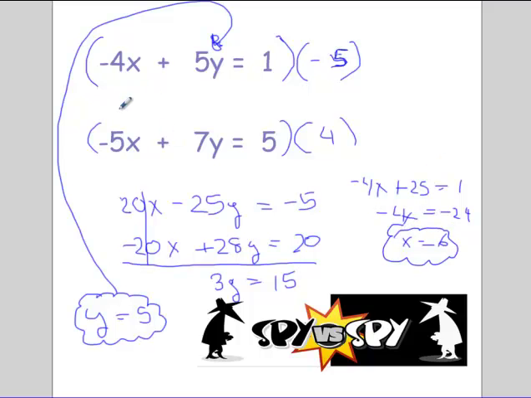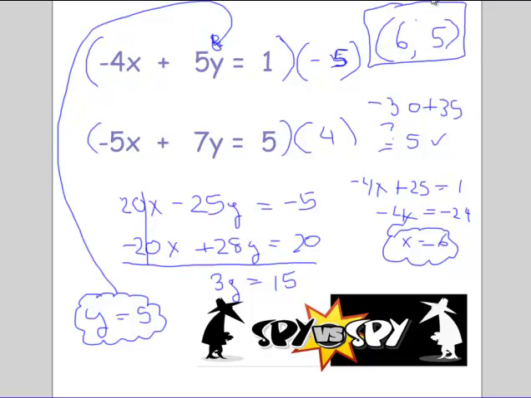All right. We're going to plug into here as our final check, and that will end our lesson. So I'm going to get -30. When I plug the 6 in there, I'm going to get +35. Is that equal to 5? And the answer is yes. So my final answer is x is 6, y is 5. Time to go do some practice problems.